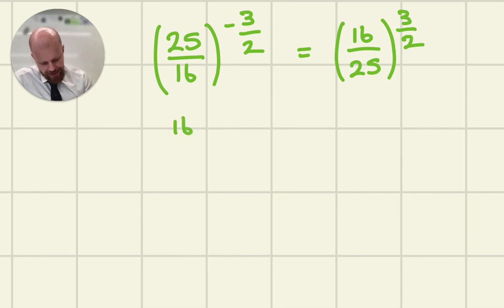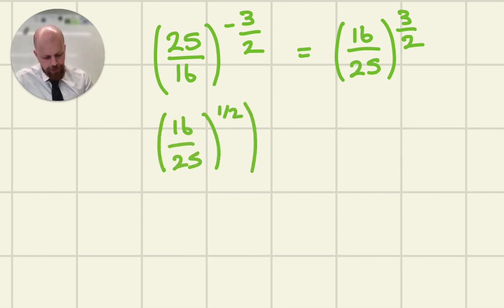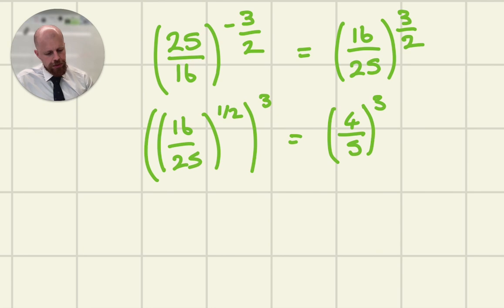We now split the 3/2 up just as before. So we get 16/25 to the power 1/2, and then we're going to cube that. Power half means square root. So we get 4/5 cubed, which we now cube. 4 cubed is 64. 5 cubed is 125.